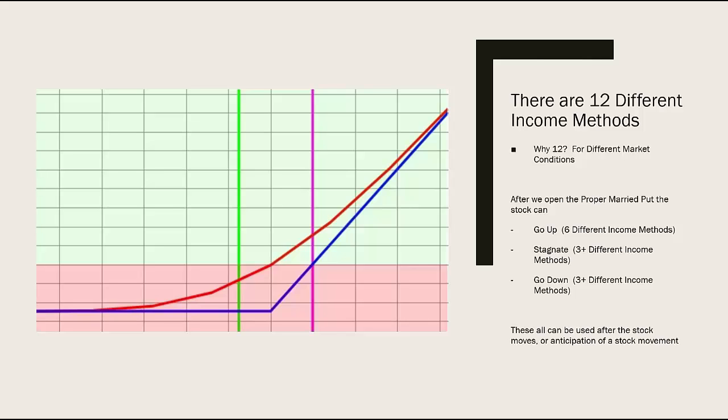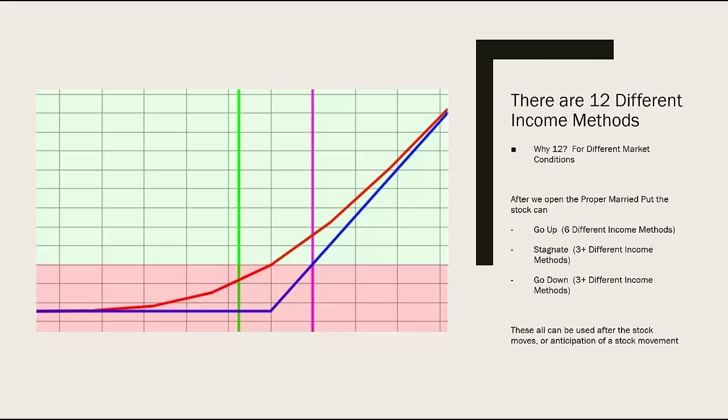After we open any position, we know that three things can happen. The stock can go up. Well, there are 6 different income methods that we can use, described in the blueprint, to help us generate income, lower the initial at risk, and potentially bulletproof the trade.